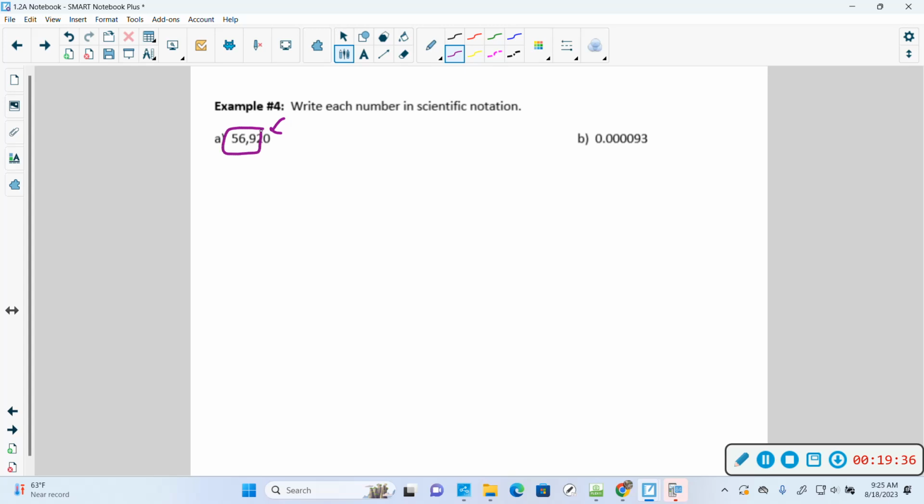I'm going to write it between 1 and 10, so I'm going to make it 5.692. Now I just have to count how many decimal places. I put it between the 5 and the 6 to get to the end. 1, 2, 3, 4. So I'm going to say times 10 to the 4th. Easy enough.